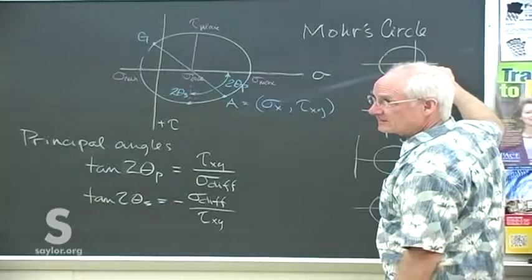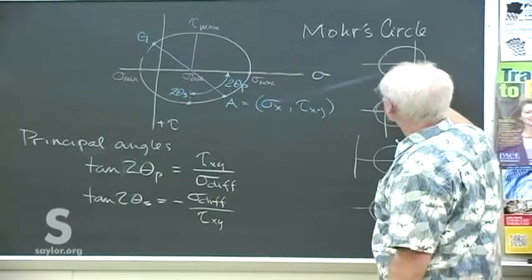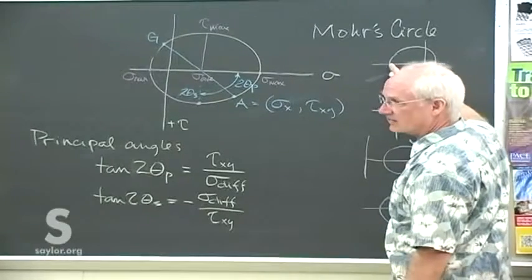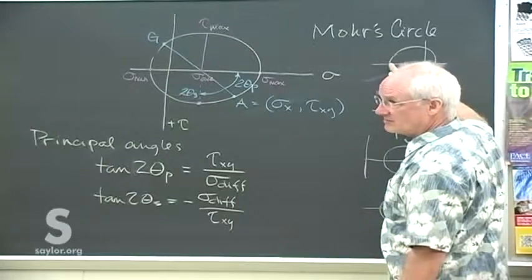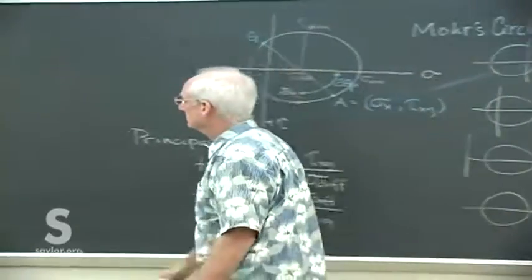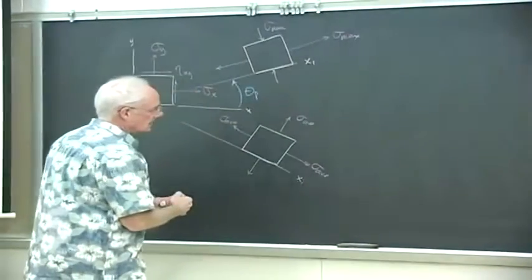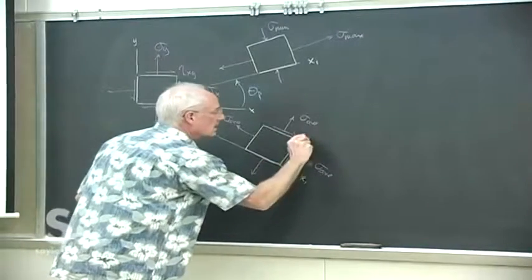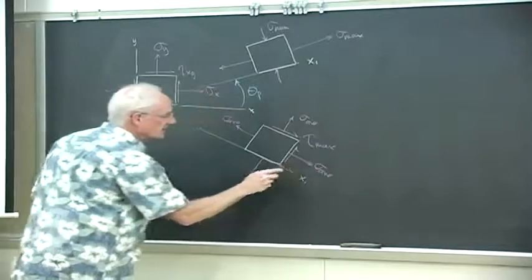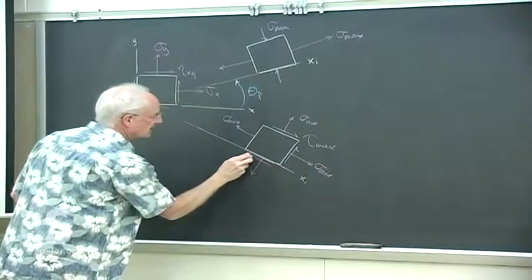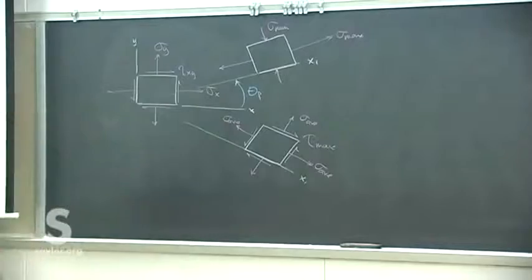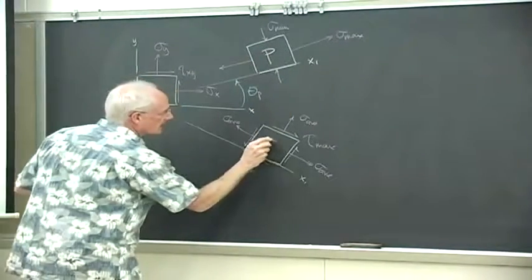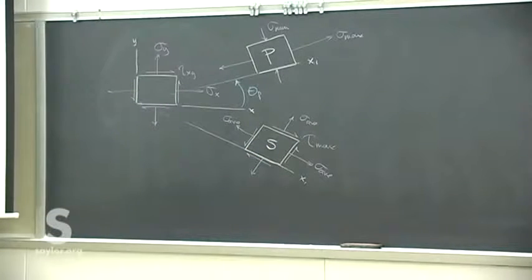Now, this is not the maximum shear because it's actually quite a bit smaller. It's this shear here, not shear, normal stress, that would be the maximum one. And then these are all maximum shear stresses at this second of the principal angles. So maybe we could label that one P and that one S, just to remind us which of the angles we're at.